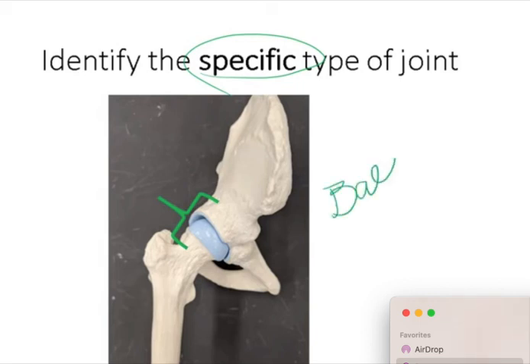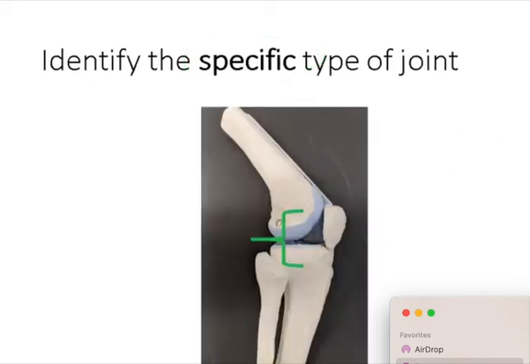So the hip joint is a ball and socket joint. A ball and socket. The shoulder is another example of a ball and socket joint. Okay, so there's a ball and a deep socket. Okay, so specific type of joint.